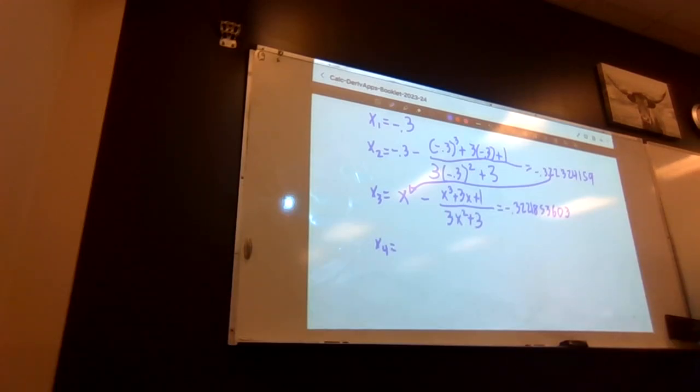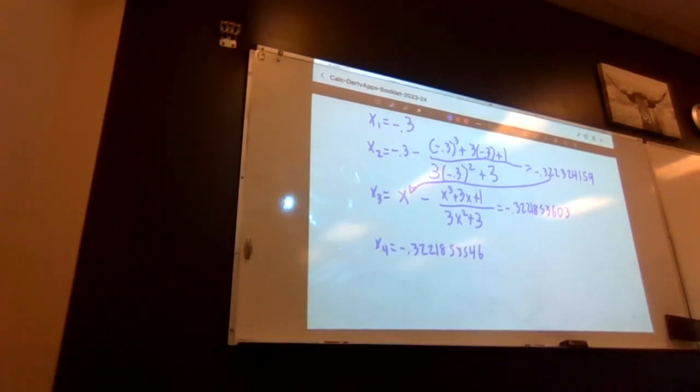Negative 0.3221. What do you get? 8 again. Then 5, 3, 5, 4, 6. Now, this is where we can finally stop once we get to this point.